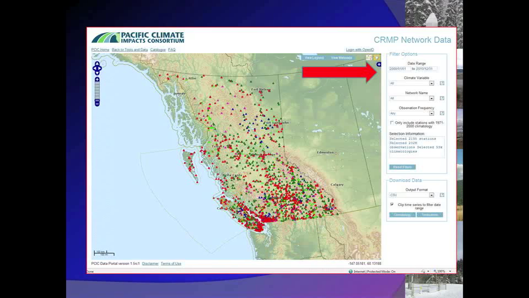You can query these tools. This is for the current set. There's actually a date range in there, so you can query the data by date range. You can query the data by climate variable you're looking for, by network name, by observation frequency, and you can get downloaded data fairly readily.